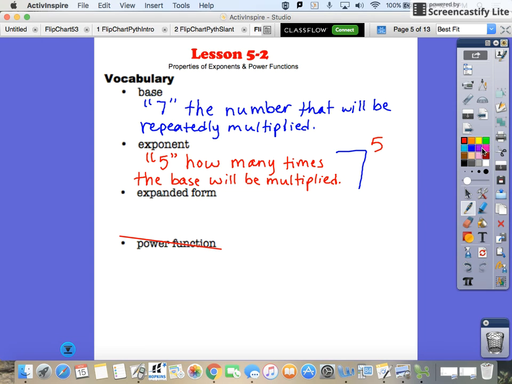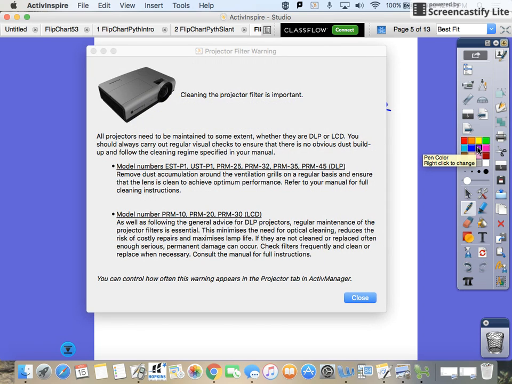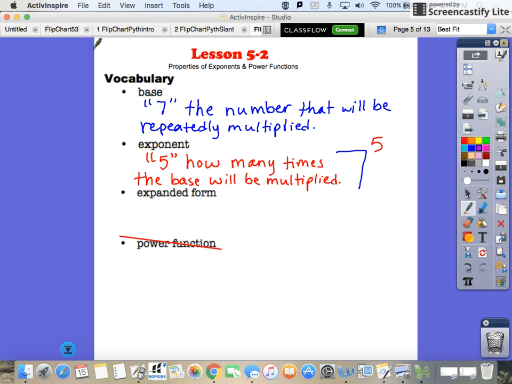A common error is to refer to 5 as the power. It is not the power. This whole term is a power. We do read it 7 to the power of 5, but technically 5 is called the exponent.